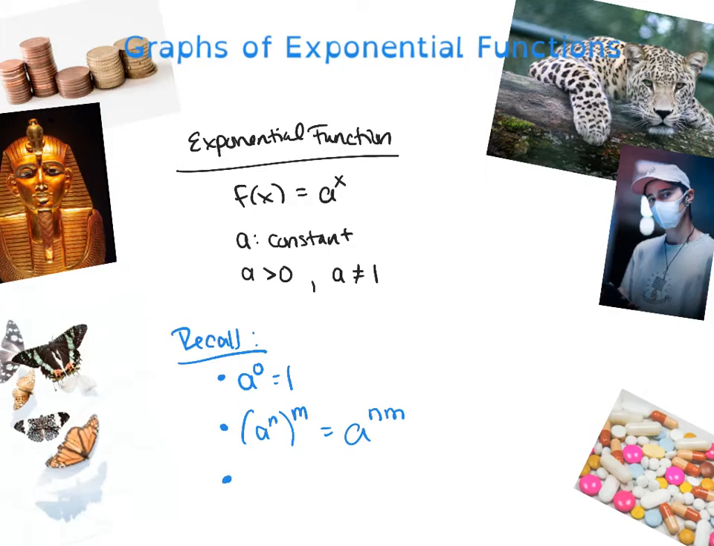And then, although there are more rules for exponents that I would expect you to know for this video, the last one is really important. Remember, a negative exponent means 1 over. So a to the negative n means 1 over a to the n. Okay, so let's do a first graph for exponential functions.